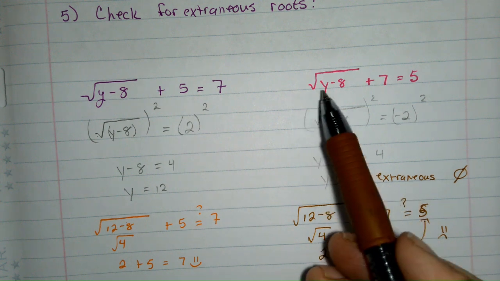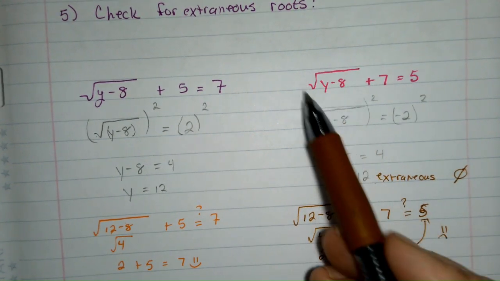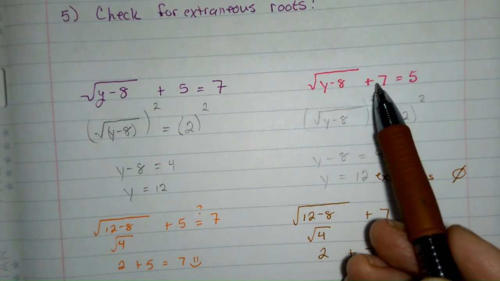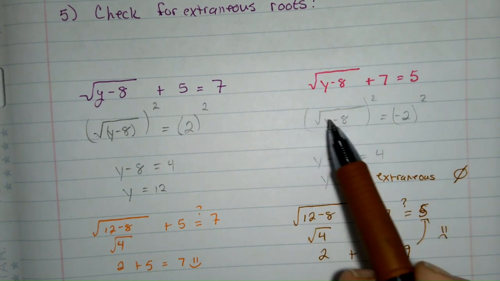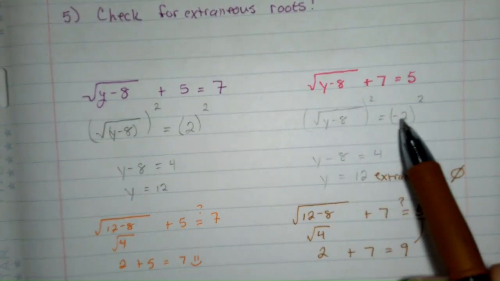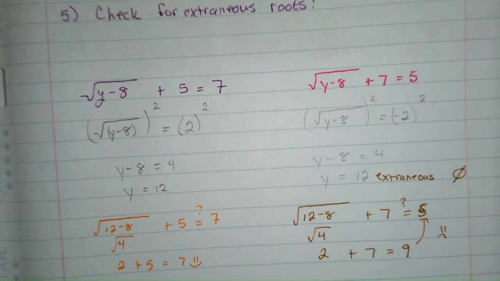And the reason for that is this is a positive square root. So when you take a positive number and you add 7, you're going to get something bigger than 5. We were saying, hey, this positive square root needed to equal a negative 2. That wasn't ever going to work.